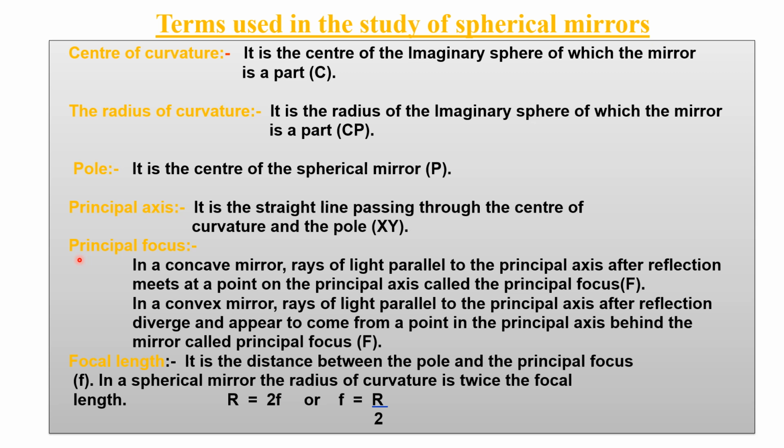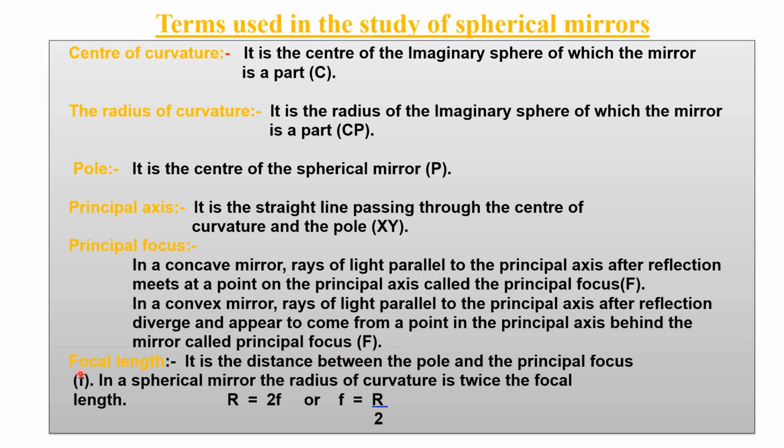Next is the principal focus. I have defined it here for both the concave and the convex mirror. In a concave mirror, the rays of light parallel to the principal axis, after reflection, all meet at a point. That is called the principal focus. In a convex mirror, the rays of light parallel to the principal axis, after reflection, diverge and appear to come from a point. This point is found behind the mirror and is called the principal focus.